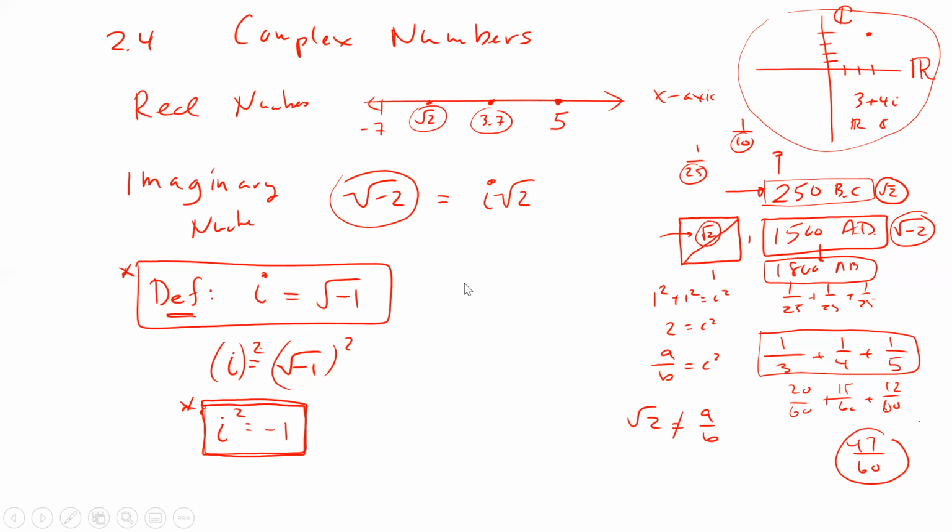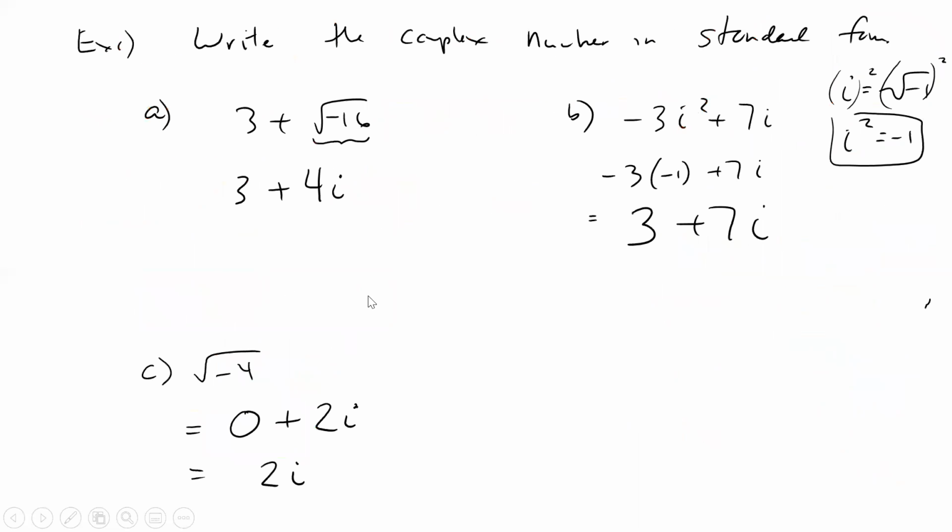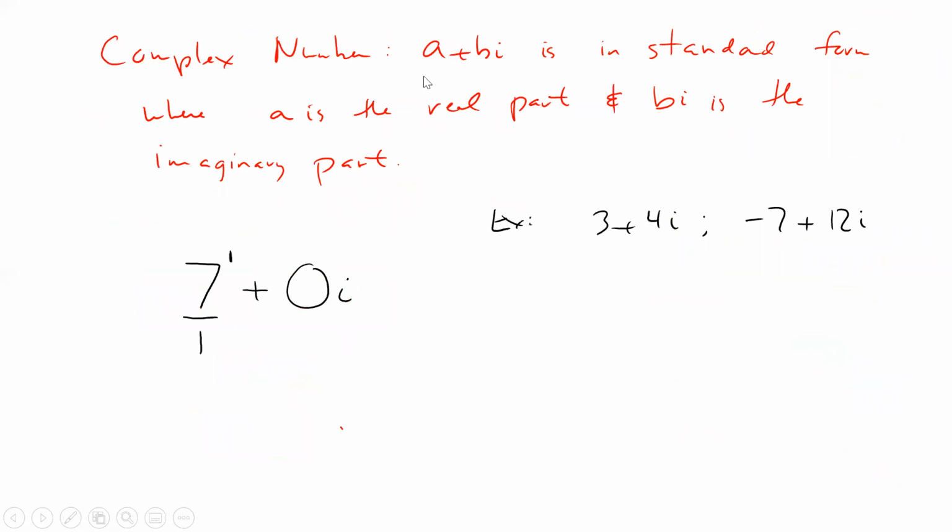So we have imaginary numbers. That's what these are right here. Then we have real numbers. If we put them together as one big unit, we have the complex numbers. And complex numbers are written like this. They're written as a plus bi.